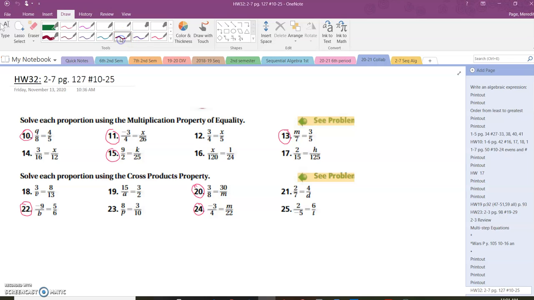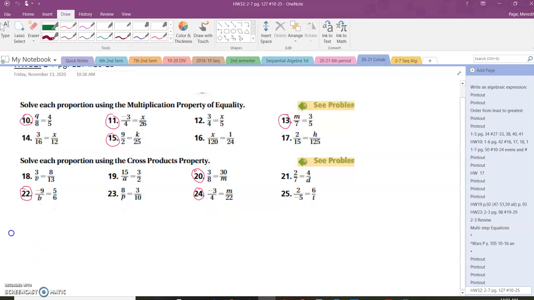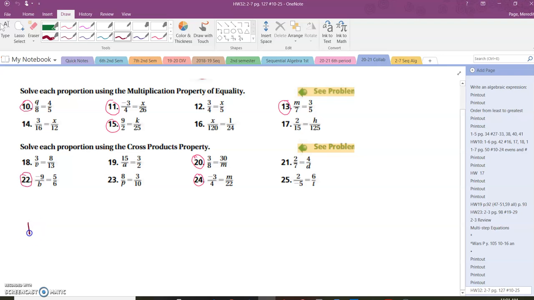I'm just going to rewrite number 10 below so I have more room, okay? So we have Q over 8 is equal to 4 over 5. Our directions say solve each proportion using the multiplication property of equality. Really, this is a proportion and we want to solve for Q, so you're going to end up cross multiplying.